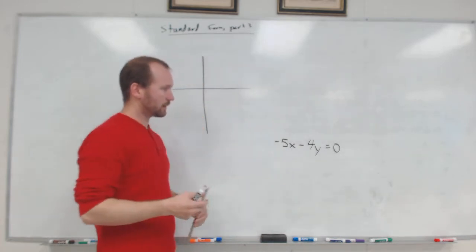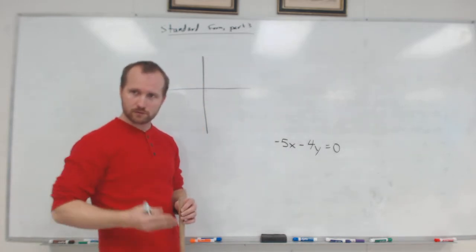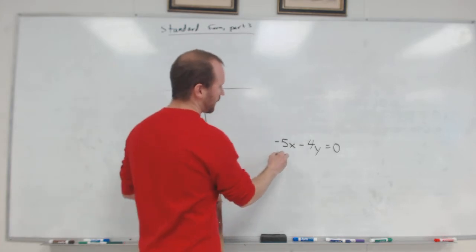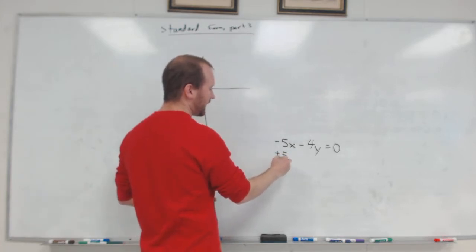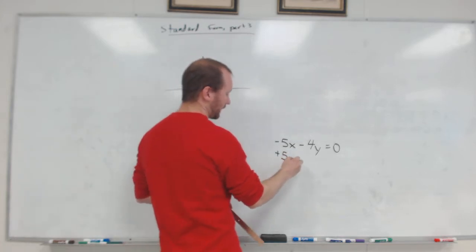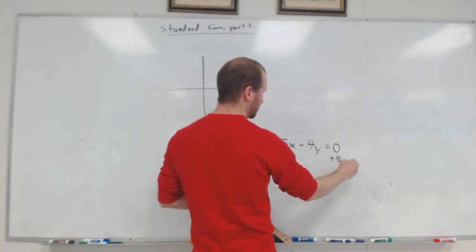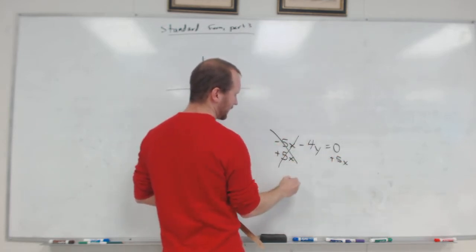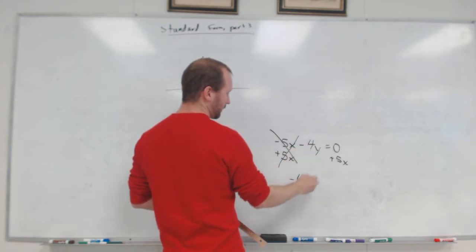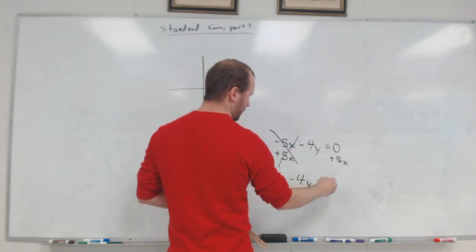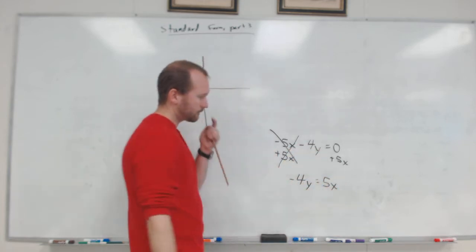So let's solve this one. How do we convert this? So you have to add 5x, because I want to move this thing off of this side. So then I have negative 4y equals positive 5x.